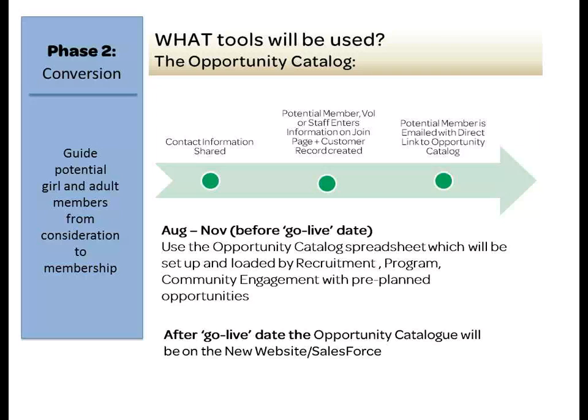With Salesforce, once a lead shares their contact information, that information is loaded onto our website. Then the potential member is directed to the Opportunity Catalog. So that's the next screen that they'll see after they put in their contact information. And I'm going to show you a couple of screenshots here in a minute.